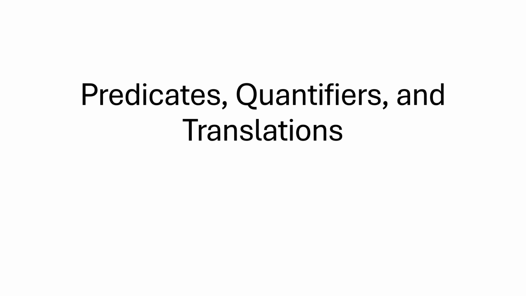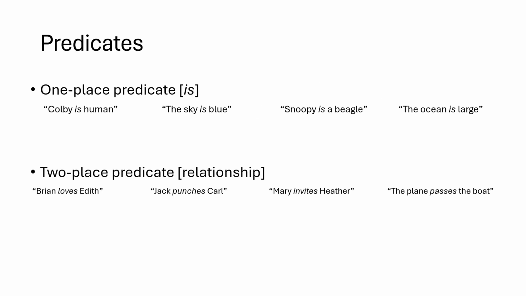In this lecture, we'll introduce predicates and quantifiers, and then look at how to translate different sentences that use quantifiers and predicates. Let's begin with predicates. Here we're going to talk about two different types of predicates. The first one is a one-place predicate, which captures the is of predication, if you've ever heard that phrase before. You have the is of predication, and then you also have the is of identity.